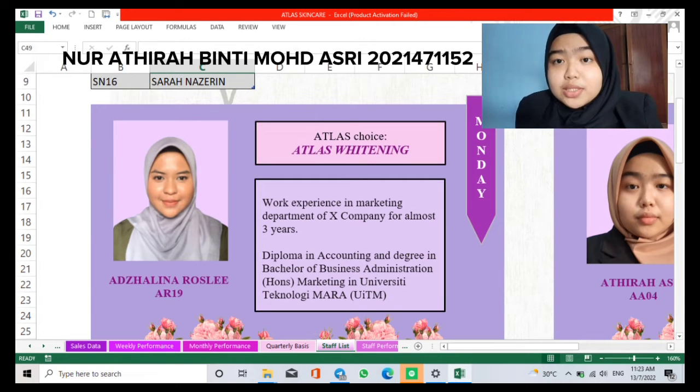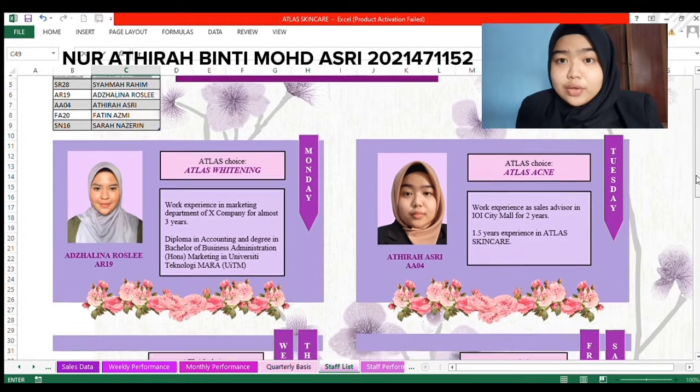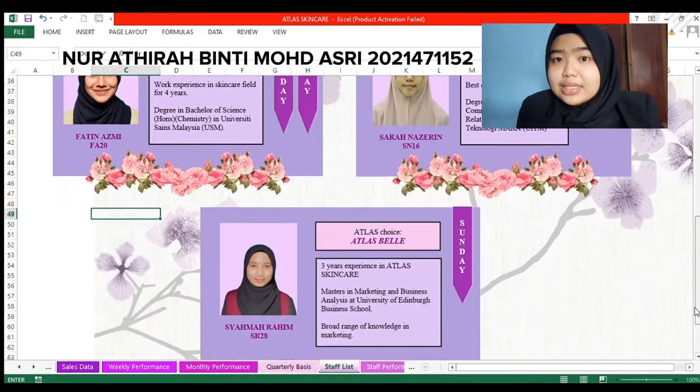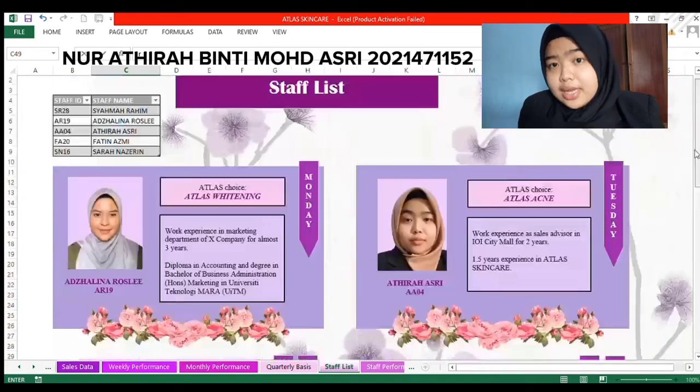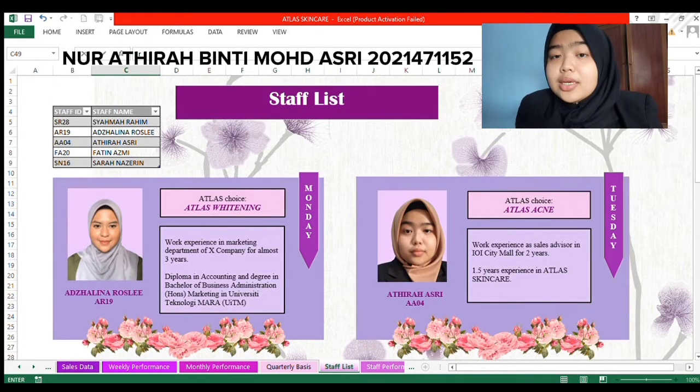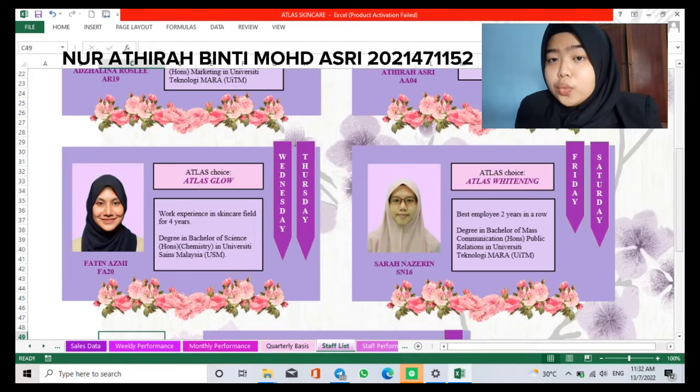This box shows the picture of the Atlas staff with their name and staff ID. We provide the description of each staff and their favorite Atlas product here. At the corner of this box is the day for the staff to work. Each day has different working hours. During weekdays, Atlas Skincare staff were obligated to work from 10 a.m. to 8 p.m., while on weekends, the staff will spend an extra 2 working hours, which is from 10 a.m. to 10 p.m.